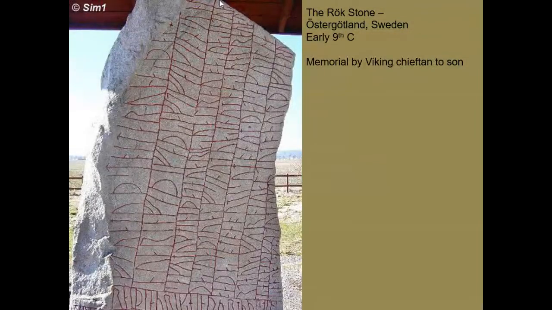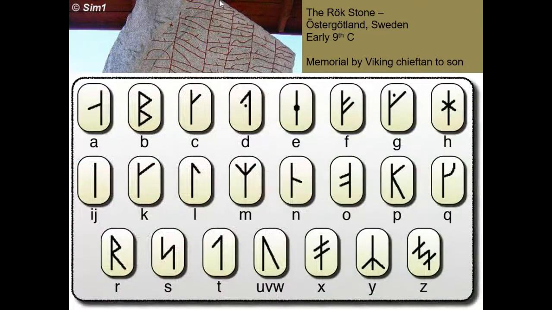We also know a fair amount about Viking culture from their language. And so what may at first seem to be just kind of random slash marks in this stone are in fact the runes, which we know equate to sounds that we associate with letters.